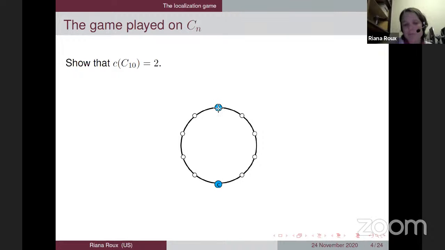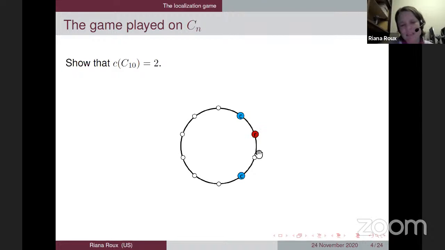So if there are 2 cops on the graph, they can be anywhere. This is just the most balanced way. Then the robber can choose a side in which he wants to hide. So let's say the robber is located here on the right-hand side. Now the cops are just going to close in on the robber. So the strategy here to show that it is equal to 2 is just that the cops close in on the robber from both sides.